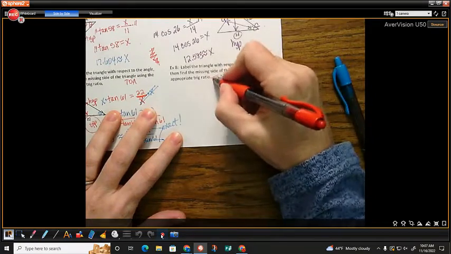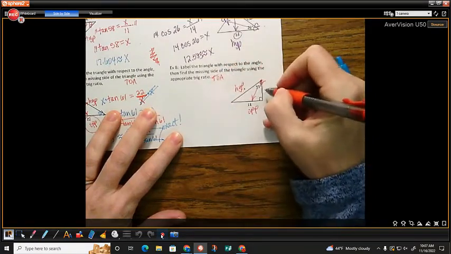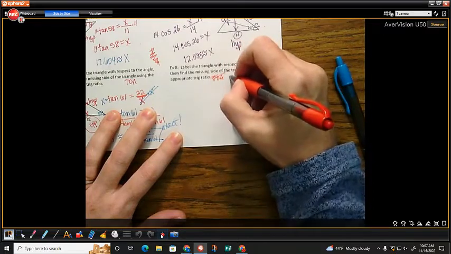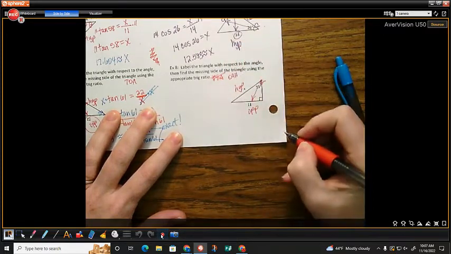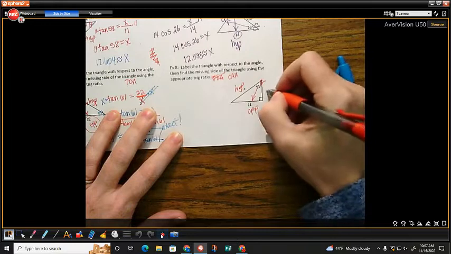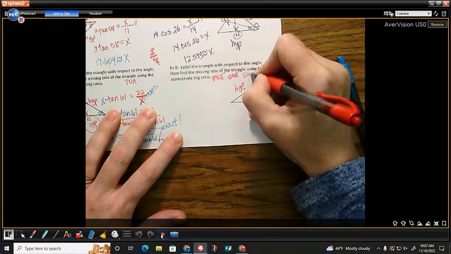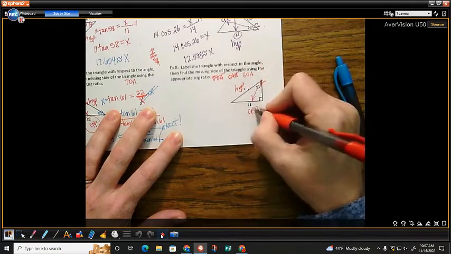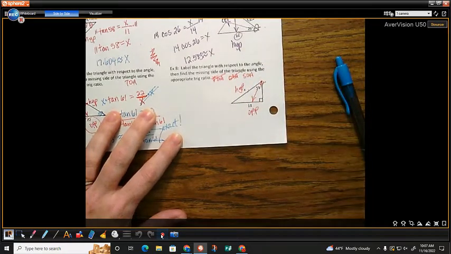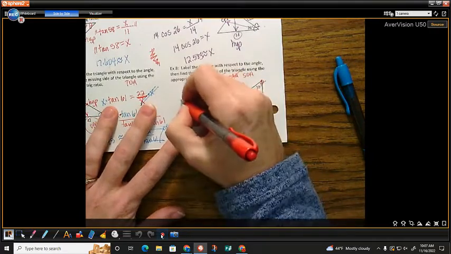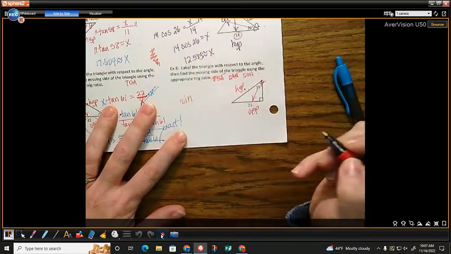I don't have a tangent one because I don't have the adjacent side. Can I use cosine? Nope, I don't know my adjacent side. So I must be using sine, which is opposite and hypotenuse. And those are two pieces that I have labeled. So did y'all end up choosing sine, I hope?